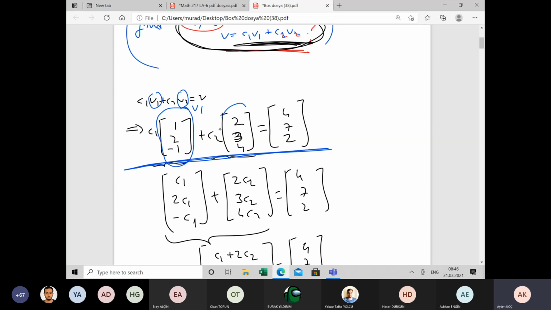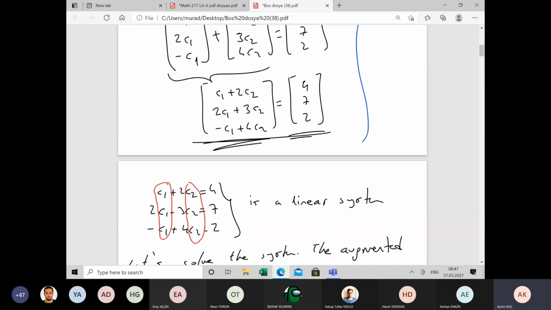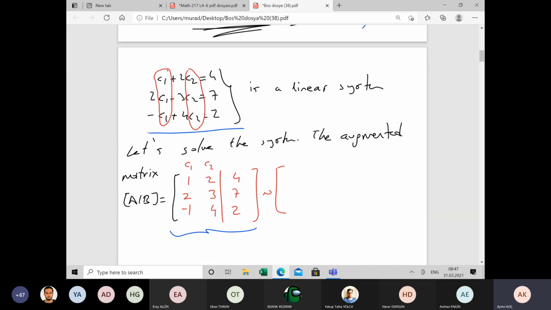So we can write this system, and it is also possible to write it in this form, because this one is V1, this one is V2, and this one is the right-hand side. It's okay. Any question?